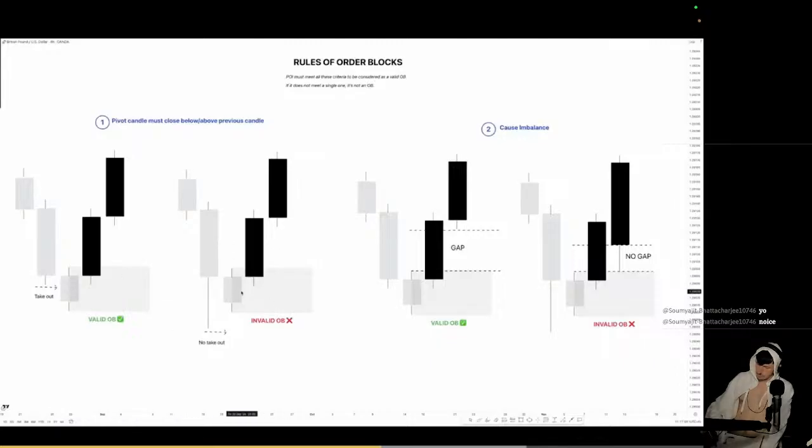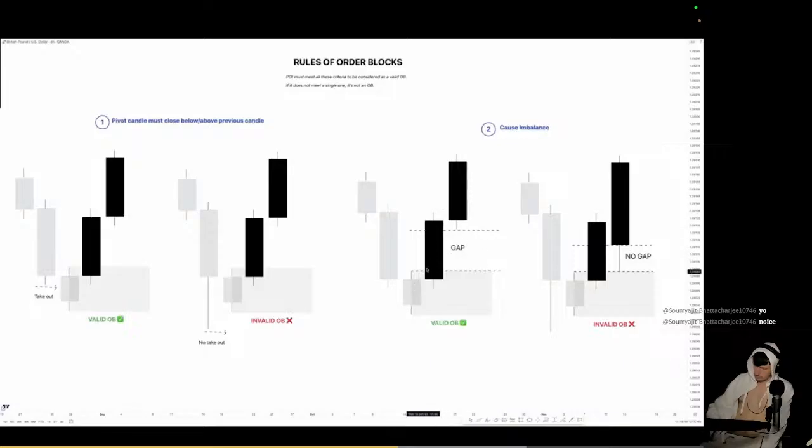And then on the other hand, you can see in this case, right here, this is the pivot candle, and you look at the previous candle, and you can see this is the low of the previous candle. Did this pivot candle close below the low of the previous candle? No, it did not. So in this case, this order block that you have marked up right here is actually invalid. Okay, the second rule is that price must create imbalance, or cause some sort of gap, and that is how you define your valid order block.